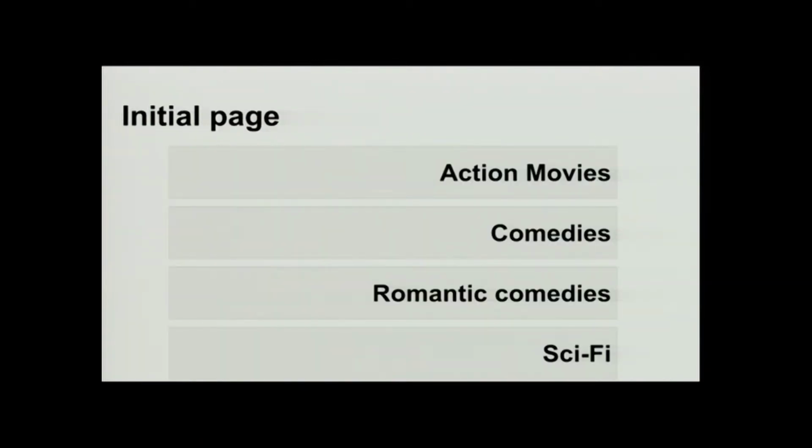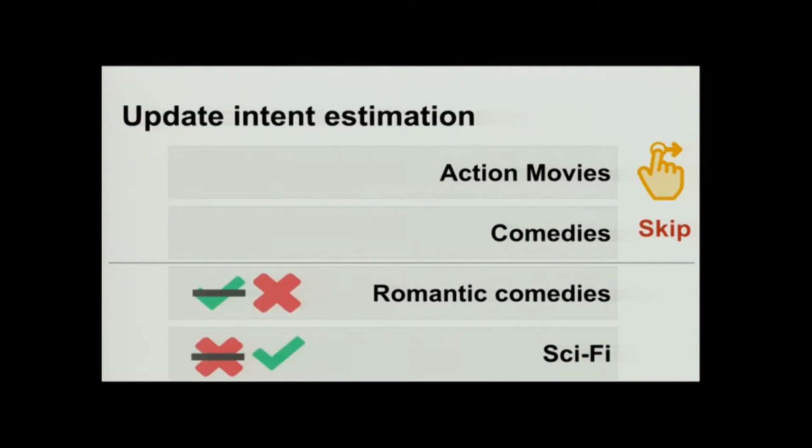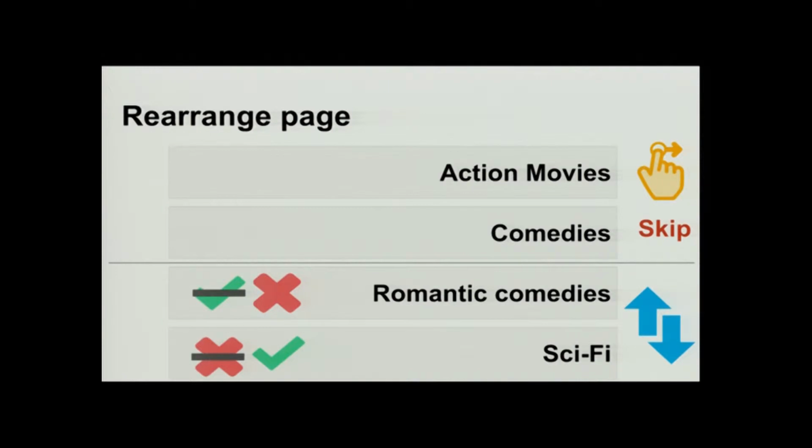What's happening is something like this. Given an initial page, the user comes and interacts with the page, and then we use this to update our estimation of their interest. Then we use these updated results to rearrange the page.